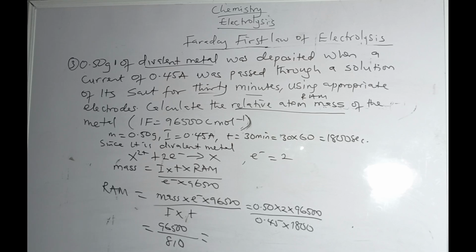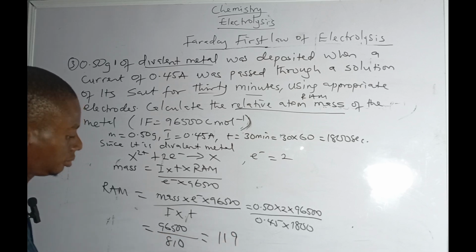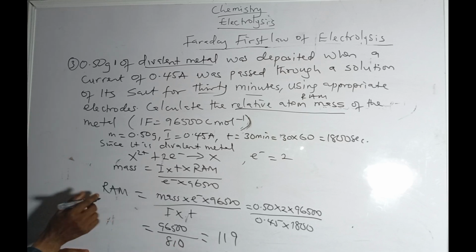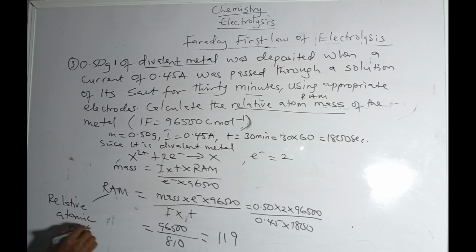So you let divide now. 96500 divided by 810. So that is in the calculator. So I got 11919. Since it is relative atomic mass, you don't need to put units. In science, most relatives don't usually have units. Relative density, no unit. Relative atomic mass, no unit. Relative molecular mass, no unit. So take note of that. So that is the answer for the question.